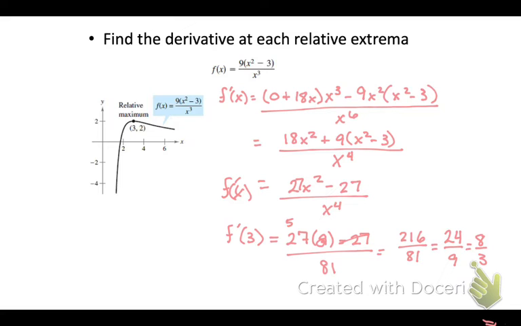Well, shoot. I could be wrong. I tried to do some fancy work. No, that was right. Instead of taking 27 times 9 minus 27, I just made that 27 times 8. I got 216 divided by 81. I reduced by 9 and then by 3.